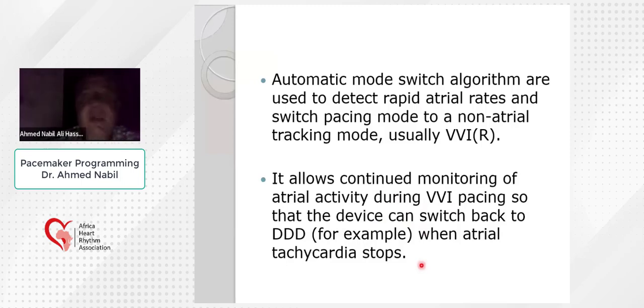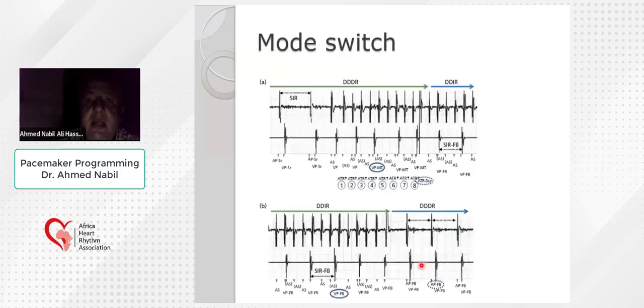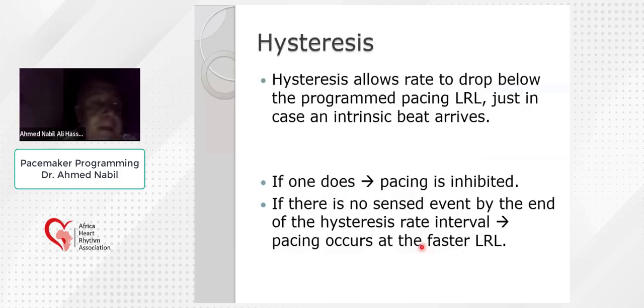So this automatic mode switch causes the pacemaker to switch its mode from a tracking mode to a non-tracking mode in case of atrial arrhythmia. And when the atrial arrhythmia is over, it returns back to the tracking mode, or the DDD mode. This is very important in patients who have frequent atrial arrhythmias like atrial tachycardia or atrial fibrillation.